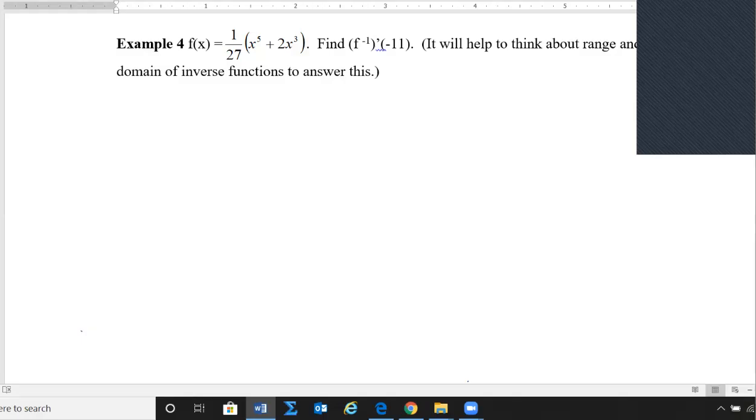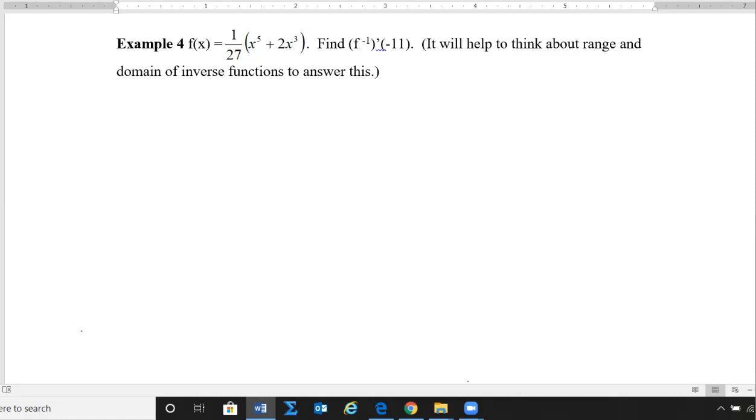Okay, there are two ways to think about this problem. We want to find f inverse of negative 11. Let's think of f inverse as g of x. So if we want to find g prime of x, in other words, f inverse prime of x, then it would have to be 1 over f prime of g of x.